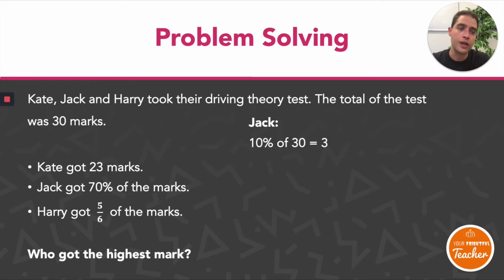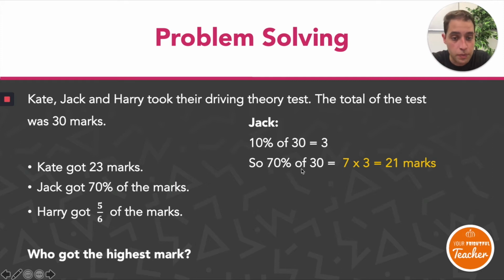Again, when I'm using a non-calculator, I like to work out 10% and so on, just to make it so much easier for me to do the math. So 10% of 30, 10% of the total value, which is told in the question, is 3. And I know that Jack got 70%. So I just need to times that by 7. Let me show you. So 70% of 30 is 7 times 3, because I want to get 7 10%s to make up 70%. 3 here is the value of 10%. So that's 21 marks. At the moment, Kate is still in the lead.